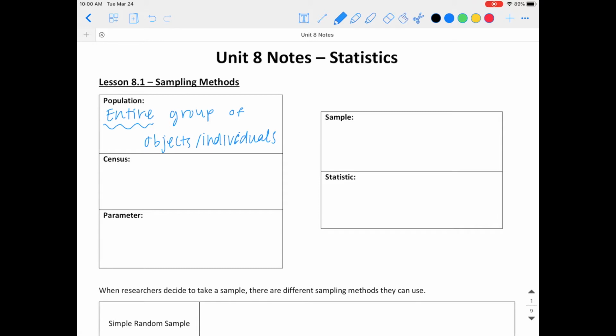And when we have a population, if I want to figure out stuff about it, one way I can do that is I can conduct a census. And a census is when I'm surveying all the people in my population. So I want to talk to every single person. So if I was conducting a census for information about our school, I would have to ask every single student in order to get this information.